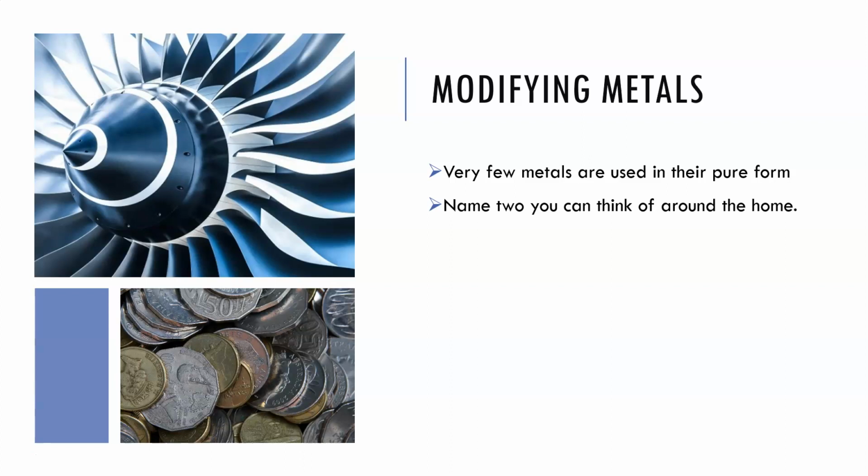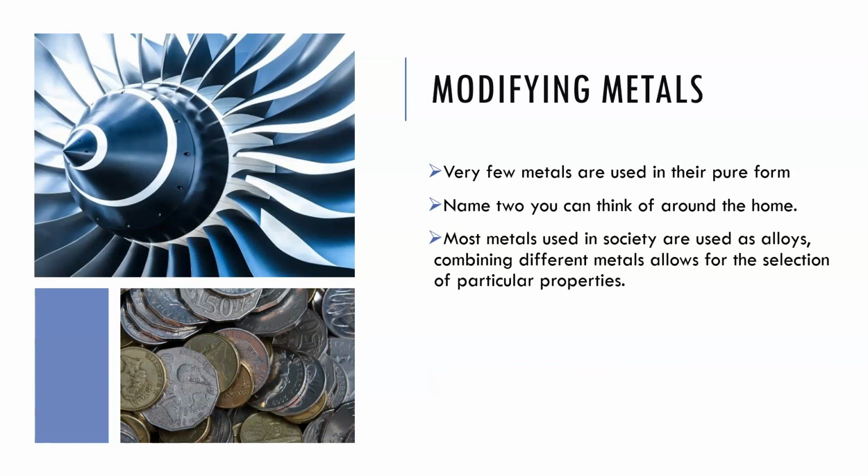If you have a think, can you think of a couple of metals that you might know are being used in their pure form when we use them? One you might come across is aluminium in aluminium foil, or copper in the wires around the home. I wonder if you can think of a couple of others that are less obvious maybe.